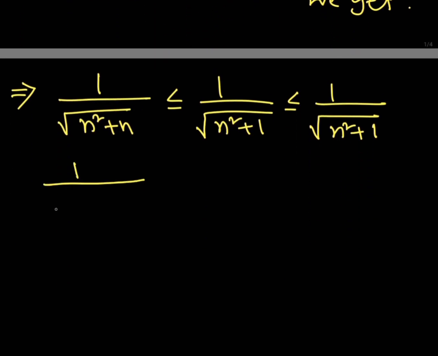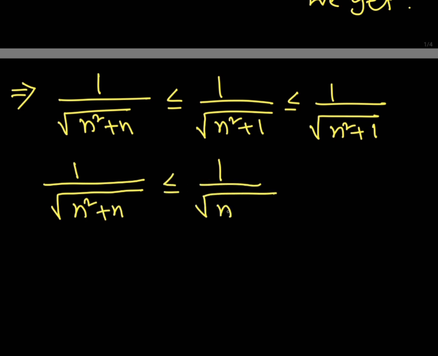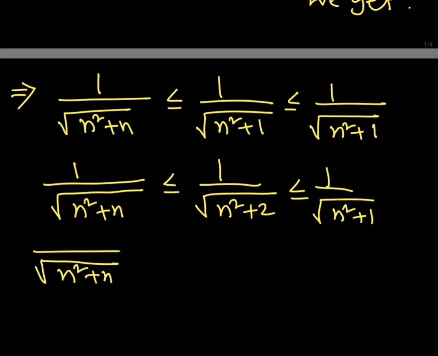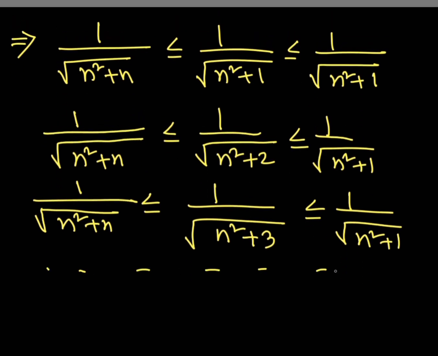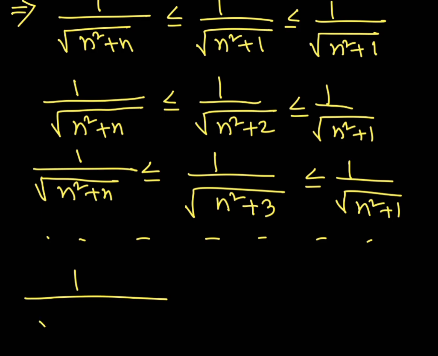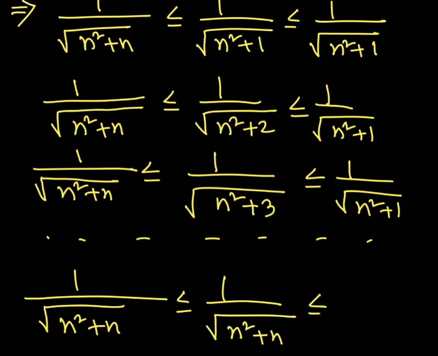Again for k equal to 2 we get 1 upon square root of n square plus n less than or equal to 1 upon square root of n square plus 2, less than or equal to 1 upon square root of n square plus 1. Again for k equal to 3 we get the same, and so on. So for k equal to n we get 1 upon square root of n square plus n less than or equal to 1 upon square root of n square plus n, less than or equal to 1 upon square root of n square plus 1.